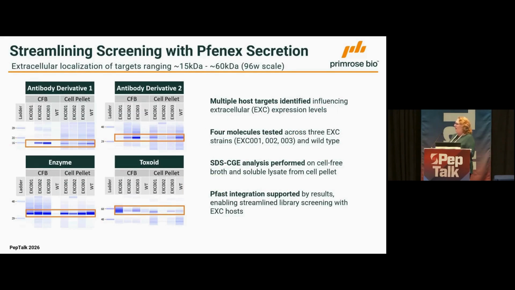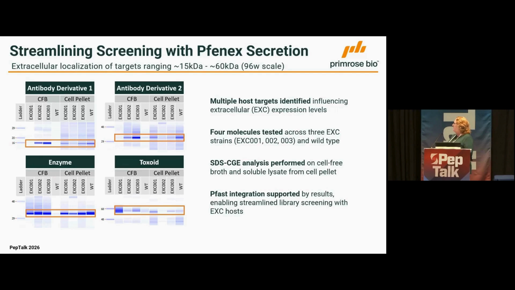So here we're looking at 4 different proteins of varying sizes, from about 15 kilodaltons to about 60. This is 96-well expression data, where we're looking at 3 different extracellular hosts. These have different host cell modifications that allow for the protein to move out to the extracellular media, versus our standard P. fluorescens host strain. We spin down the cells and separate the cell-free broth, or CFB, from our cell pellet.